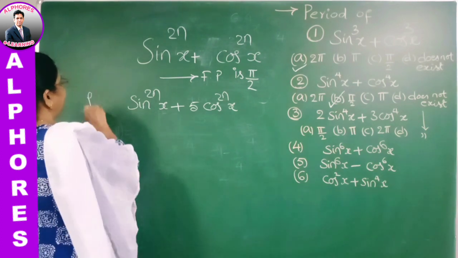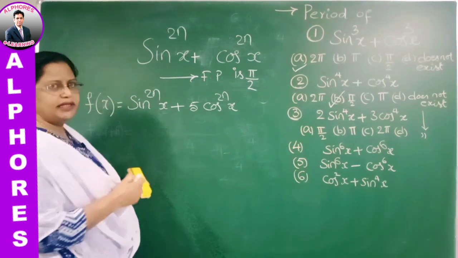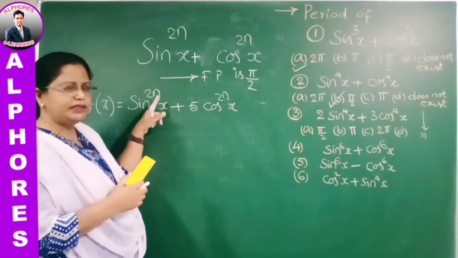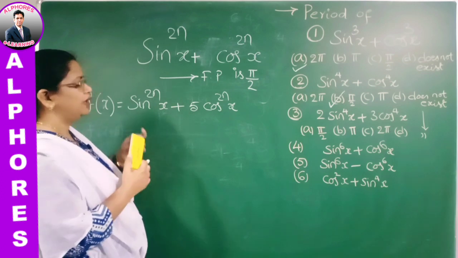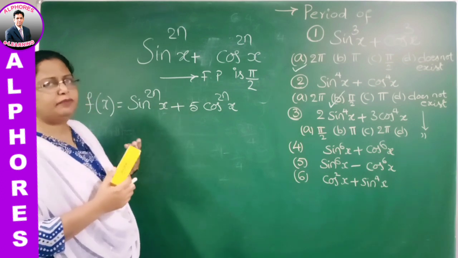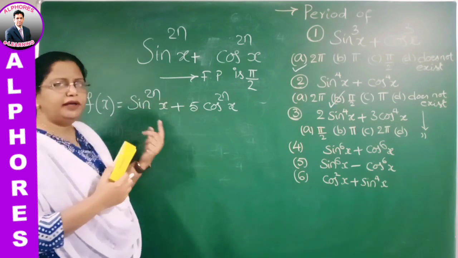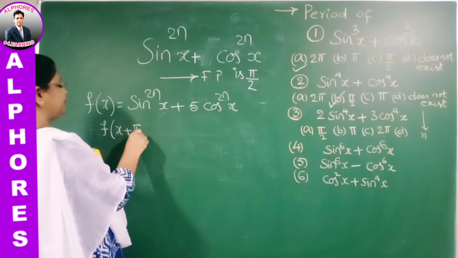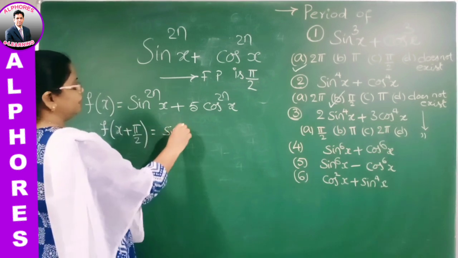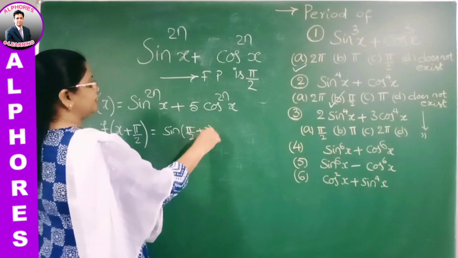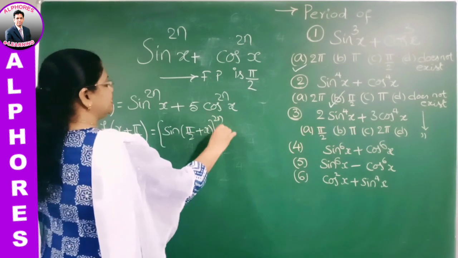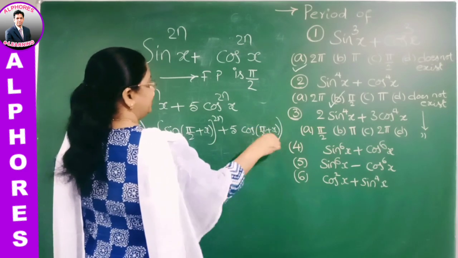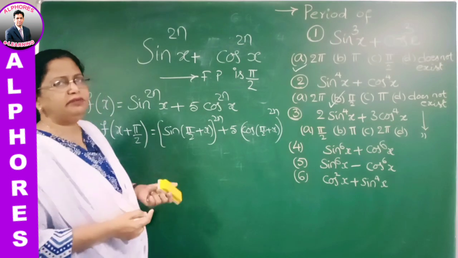So if you take this as f of x, as we have observed, pi is clearly satisfying, 2 pi is satisfying. Our concentration is always on the lesser possible value, so I am going for pi by 2. Replace x by x plus pi by 2. Then this is sin of (90 plus x) whole to the power of 2n, plus 5 times cos of (90 plus x) whole to the power of 2n. So in this way we are taking.